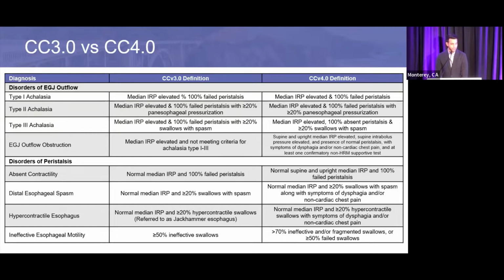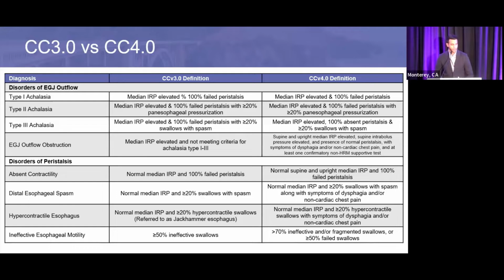And as you can see with achalasia, it's pretty much the same as regards to the definition. The main differences are for EGJ outflow obstruction. So with that, you need to see an elevated median IRP both in the supine position as well as the upright position. Also, there should be an increased intrabolus pressure in the supine position. And I think one of the more important things is they've added symptoms to this.